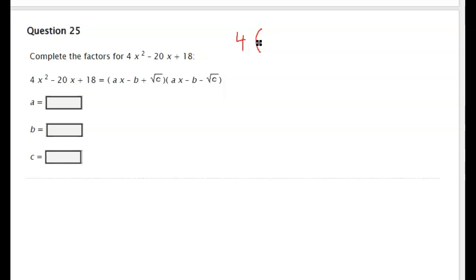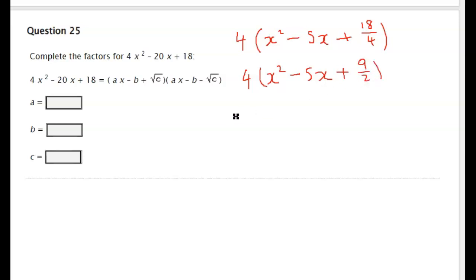All right, so taking 4 out as a common factor will leave me with x squared minus 5x plus, now you're probably thinking 4 doesn't go into 18. No, it doesn't. So I'm just going to leave it as 18 on 4. Now you can rewrite that if you like, just to make it a little bit nicer. 18 on 4 is the same as 9 on 2. Okay, and then I'll just make things a little bit easier later on.